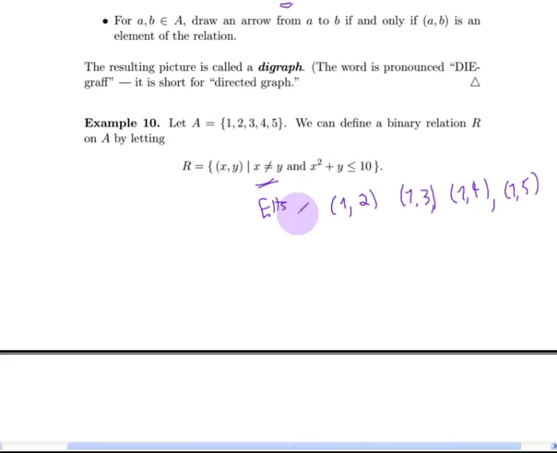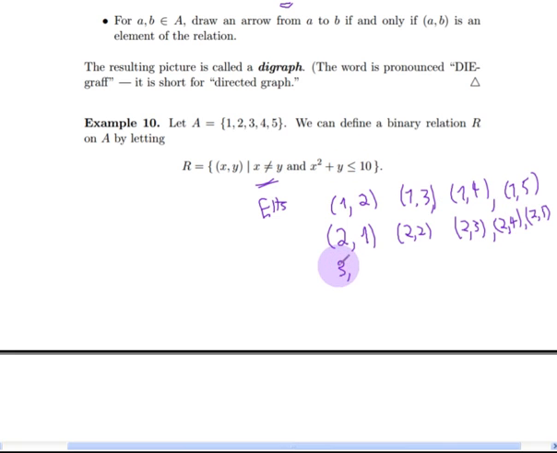Let's do this systematically and think of all the elements that have 2 in the first component. So 2 squared is 4. So I can have 2, 1, that works. I could have 2, 2, that works. Let's see if 2, 3 works. You'd have 4 plus 3, that's 7, that's good. 2, 3 works, and 2, 4 works, all the way up to 2, 5. Those all work, because here we have 4 plus 5 is 9, less than or equal to 10.